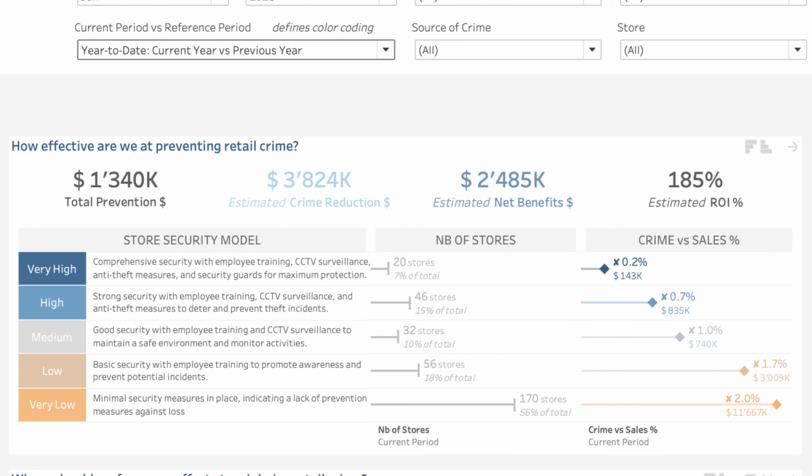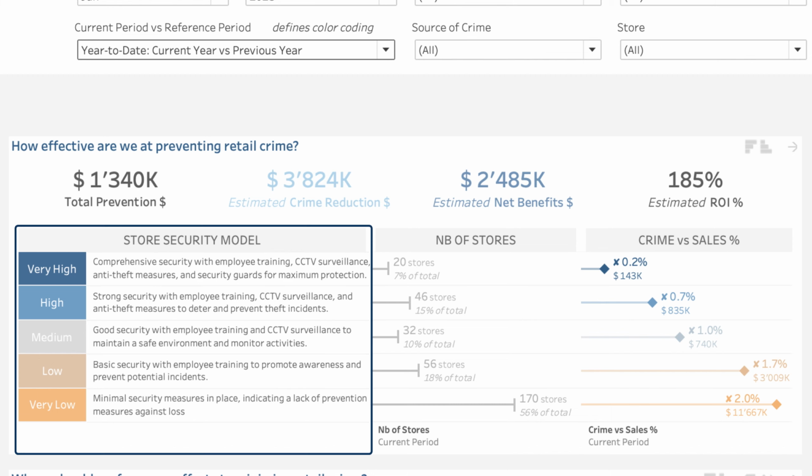At the top right, how effective are we at preventing retail crime? How much have we invested in fighting crime? What is the estimated reduction in the cost of crime as a result of this investment? Then, what is the estimated net benefit and overall return on investment of crime reduction?